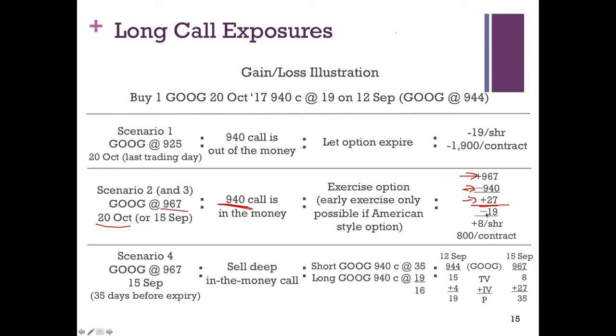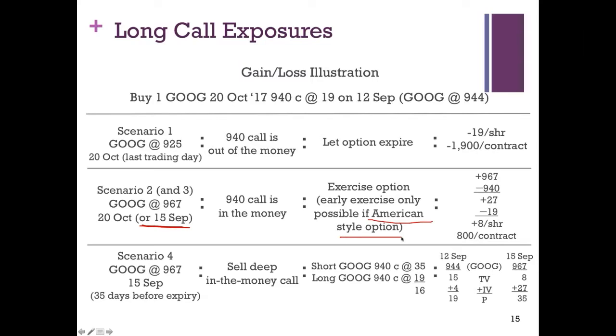Now, that 27 wouldn't be a profit, because remember, the only reason the owner of the call had the right to buy at 940 was because they previously paid the premium of 19, which means that after netting the premium paid against the gain at exercise, the owner of the call would have realized an $8 a share profit. Now note, that would be true if they exercised the option at its expiration on October 20th. But what would happen if, say, Google rose that much by this coming Friday, by September 15th? Could they exercise the option?